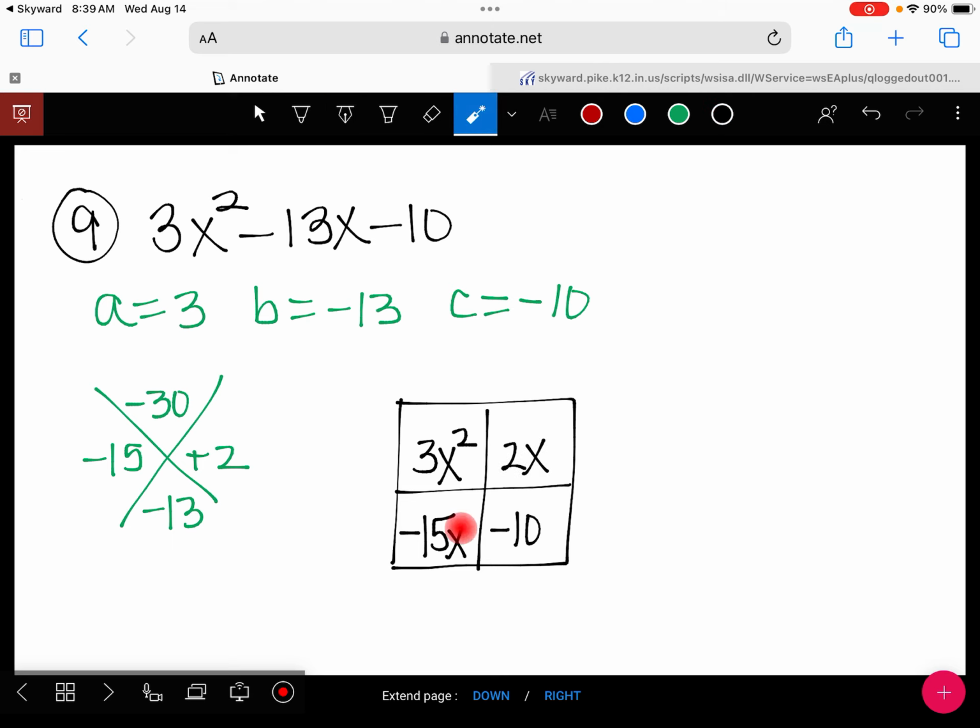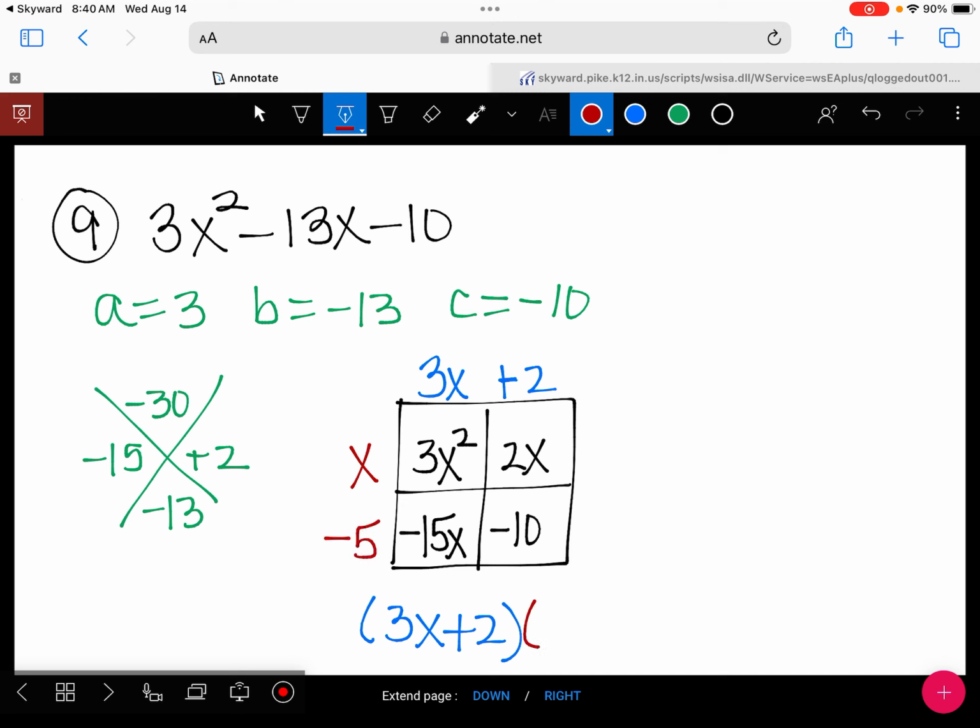When you're doing this on your own, if you have these in opposites, that's still okay. So my first column, I could take out a 3x. The second column, I could take out a +2. So that means my first factor is 3x plus 2. The top row, I could take out an x. The bottom row, I could take out a -5. So that would be your answers.